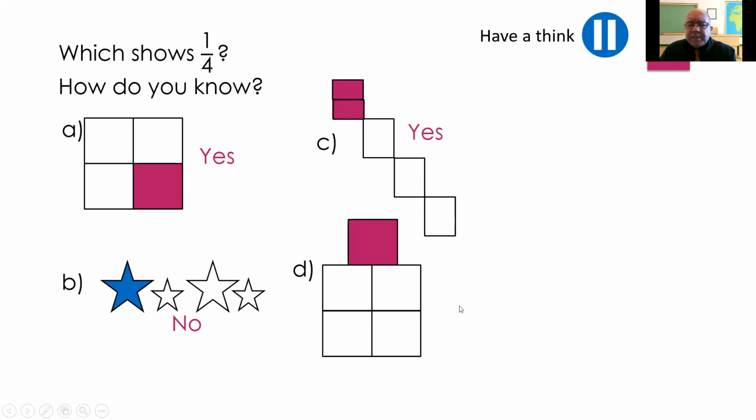And finally, what about D? Is this a quarter? Well, no. For obvious reasons, I hope, because we've got 1, 2, 3, 4, 5 parts. So it can't be a quarter if we've got 5 parts.